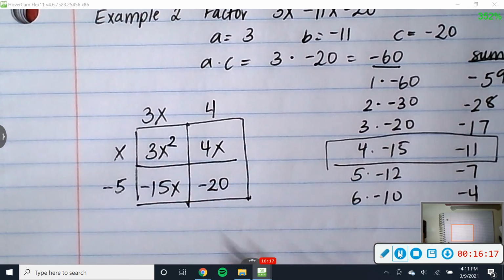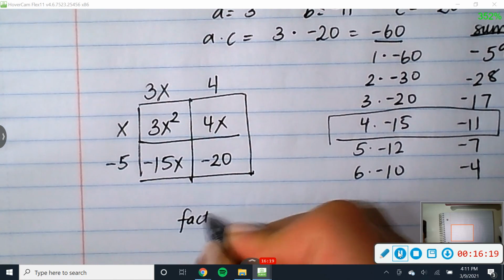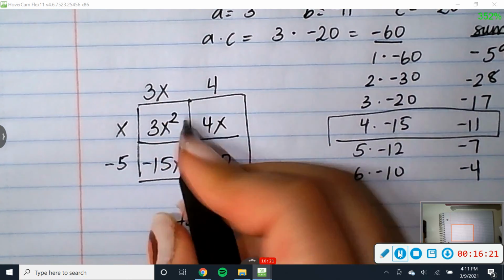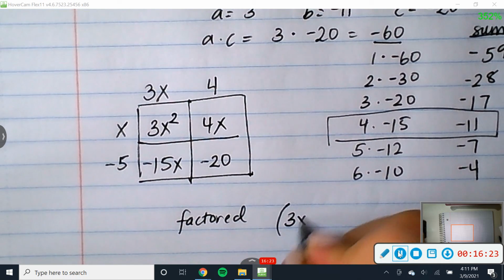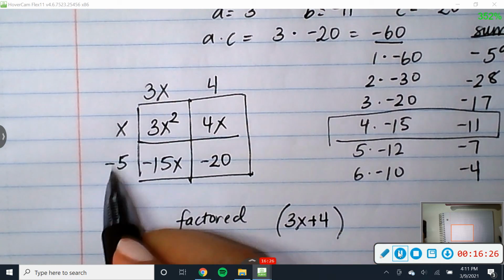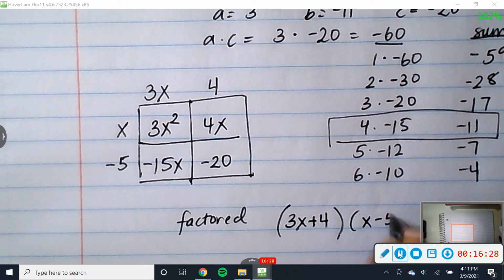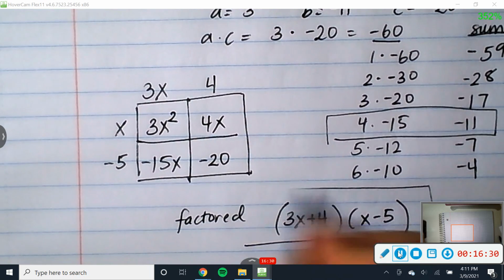Now we just write our final answer. So our factored form is going to be 3x plus 4 and x minus 5. This will be our solution to the problem above.